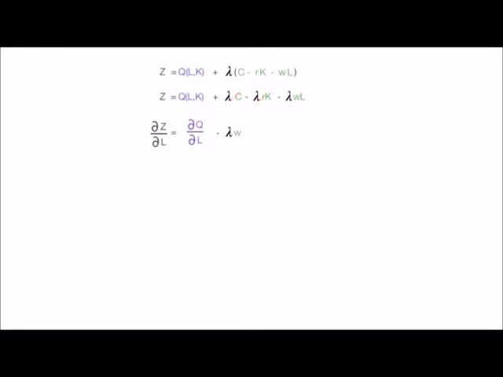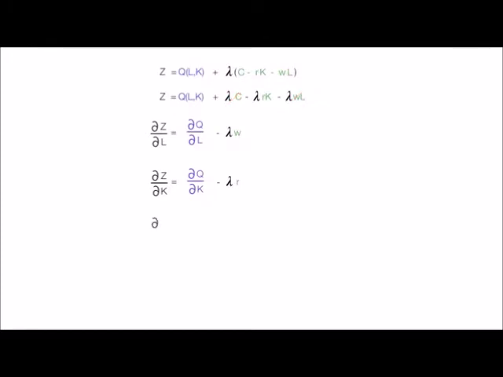Now I take the derivative of Z with respect to K, which is equal to the partial derivative of Q with respect to K. In other words, how does quantity change when capital changes? Now I take the derivative of that part of the equation. That's a constant, because it doesn't contain a value of K. This leaves me with minus lambda times r.